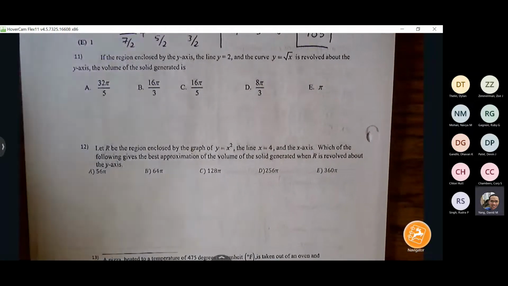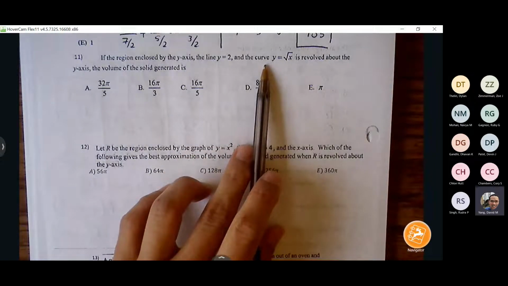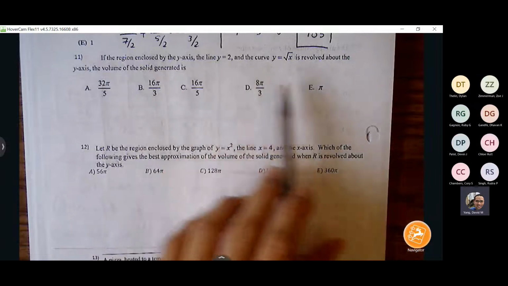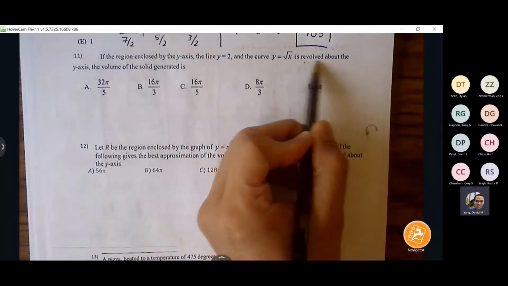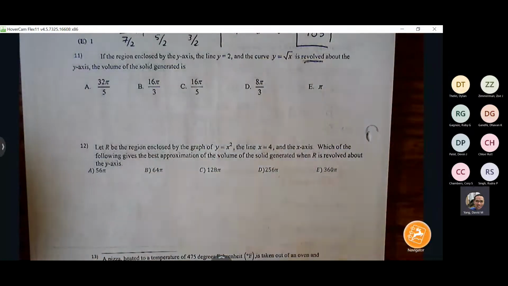Okay, number 11. If the region enclosed by the y-axis, the line y equals 2 and the curve y equals square root of x revolves around the y-axis, find the volume. So anytime I see the word revolving, I know this is either disk or washer, but we need to see if there's a gap.